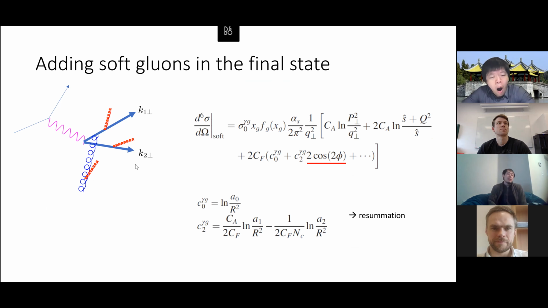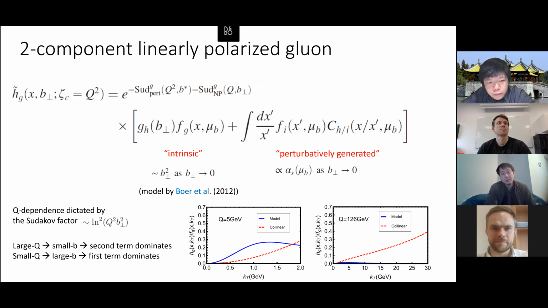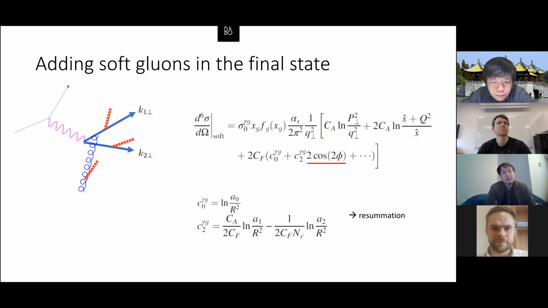So we have to calculate the cosine 2 phi dependence of this soft gluon emission, then do the resummation and the Fourier transform back to the momentum space. And we did that. So we included these three contributions: the intrinsic linearly polarized term, the perturbatively generated linearly polarized term, and then finally the soft gluon radiation. This all affects the cosine 2 phi.